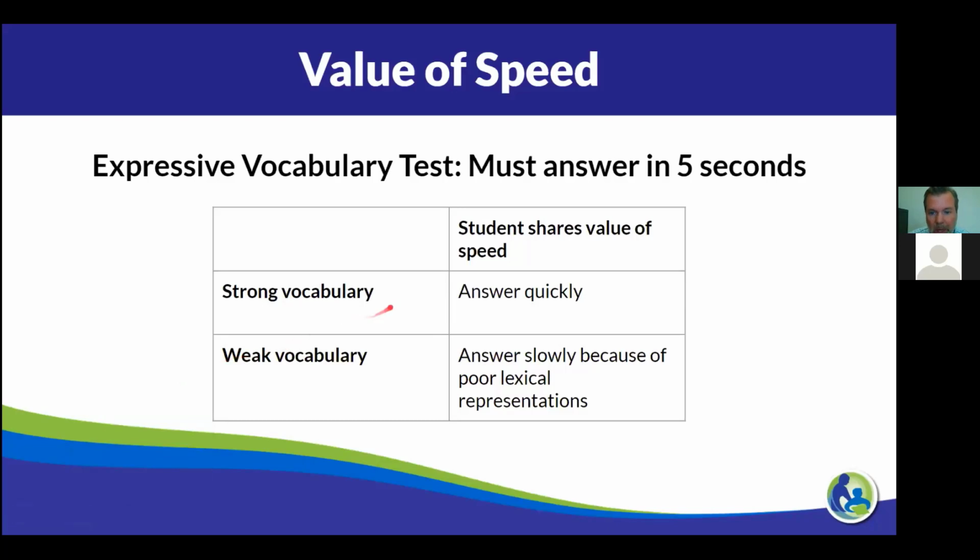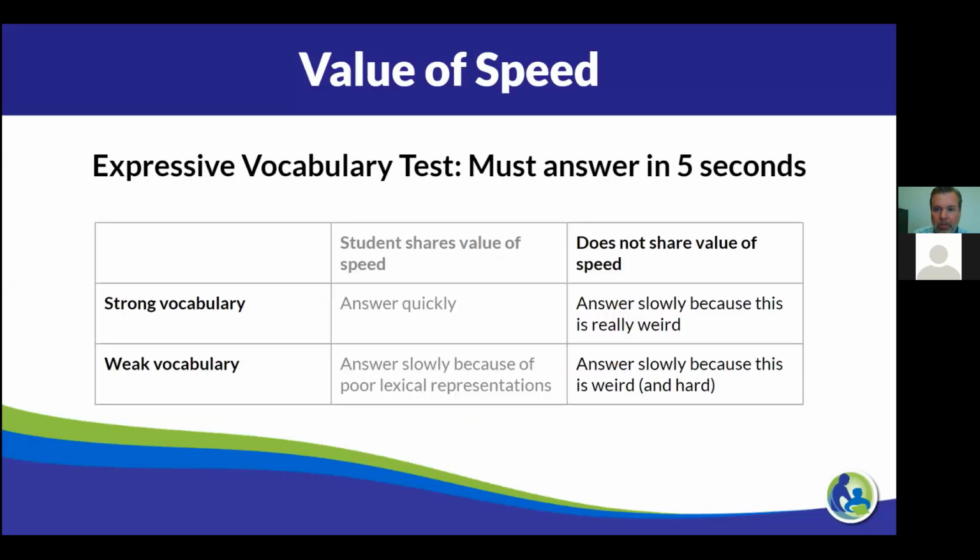So if a student shares that value, and they have a strong vocabulary, they're going to be able to answer quickly. Now, if you have a weaker vocabulary, you're probably going to have weak lexical representation, and you're going to have more difficulty accessing those words quickly. So if everyone shares this value of speed, it's going to differentiate fairly well the kids who have stronger vocabulary skills and weaker vocabulary skills.